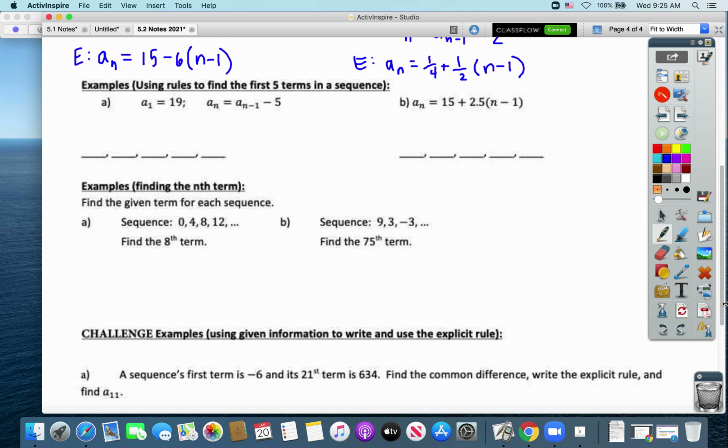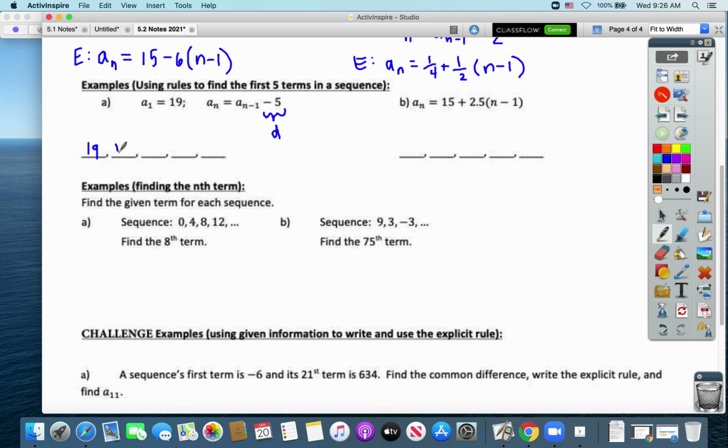Then we need to be able to actually use those rules. So these examples, this one we have a sub 1 equals 19, a sub n equals a sub n minus 1 minus 5. So this is an example of a recursive rule. It tells us the first term is 19, and it tells us our common difference each time we are subtracting 5. So we just need to follow that pattern to find the next terms.